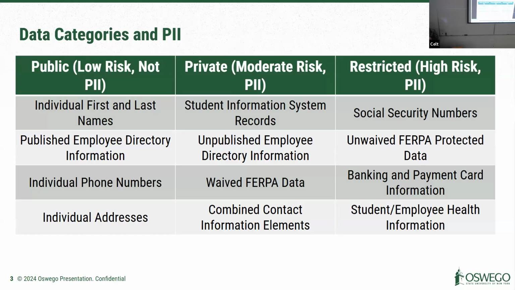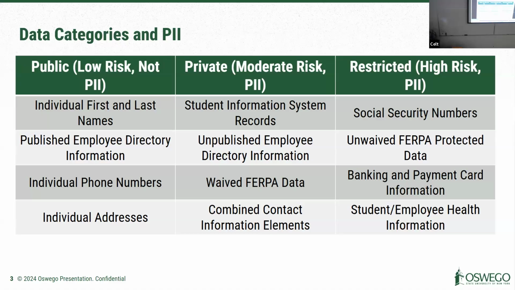Waived FERPA data. So FERPA data functions in two ways, and I'll cover unwaived in a minute, but waived FERPA data is data that would be covered by FERPA that a student has explicitly waived for disclosure. That may contain PII about them, but since they have waived it, we can share that data in limited fashion. But it should still be treated with care because it could still be used for nefarious purposes if the wrong people gain access to it.